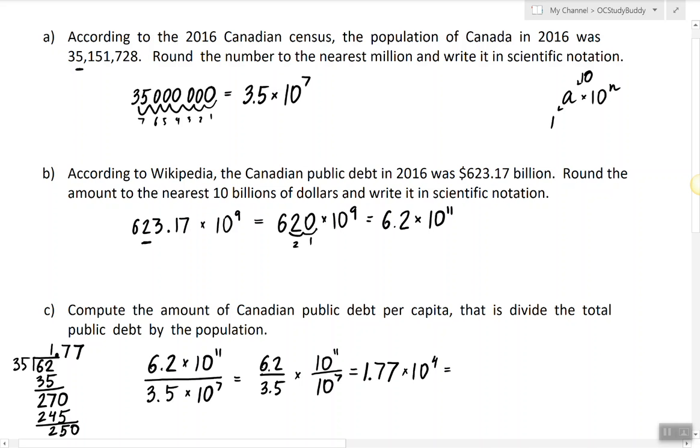Now, instead of scientific notation, we can just write this number out. That will be equivalent to moving the decimal point 4 places to the right. So from here we move it 4 places to the right, and here's the number that represents the Canadian public debt per capita. So that is only $17,700 approximately.